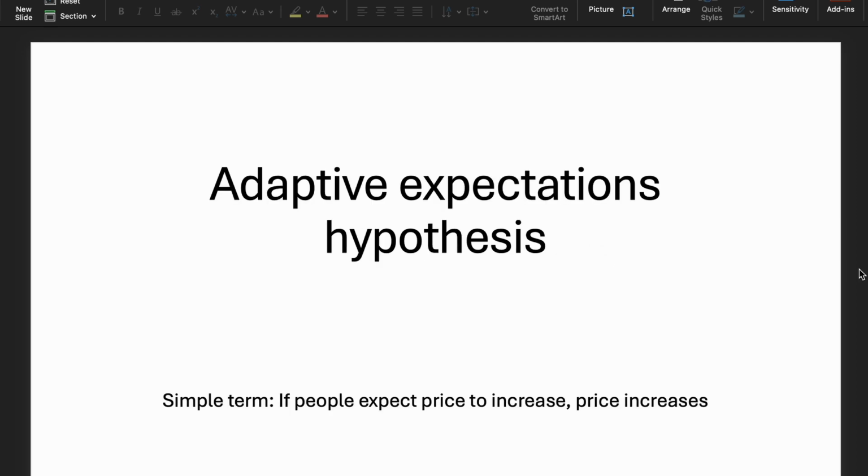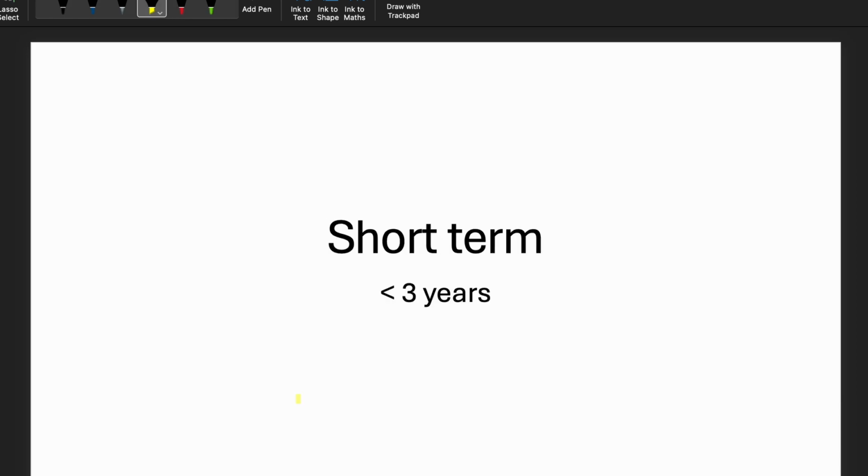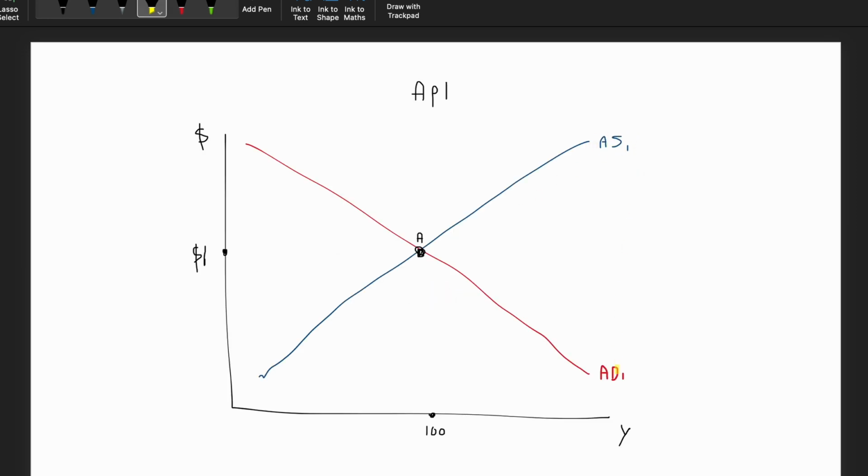Now, my whole portfolio is based on this economic theory called the adaptive expectations hypothesis. In simple terms, this just means that if people expect price to increase, price usually will increase. We can expect this price increase to happen in the short term, which is a period that is less than 3 years.